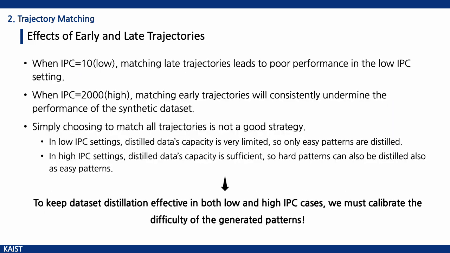To be specific, in low IPC settings, the capacity of distilled data is very limited, allowing only easy patterns to be distilled. However, in high IPC settings, the capacity is sufficient to distill both easy and hard patterns. To ensure dataset distillation remains effective across both low and high IPC cases, we must calibrate the difficulty of the generated patterns appropriately.